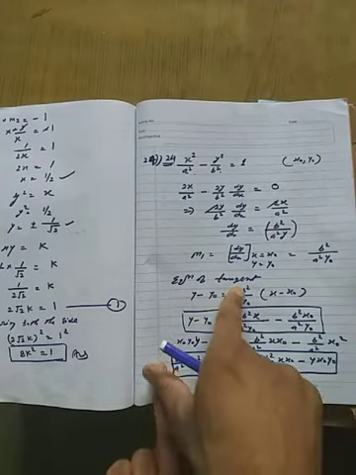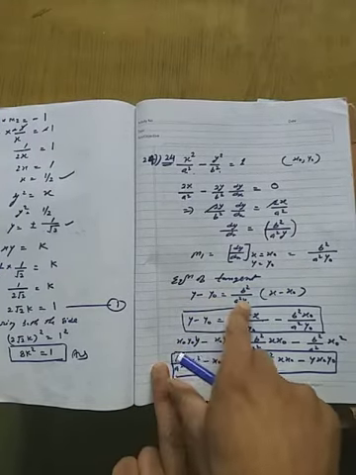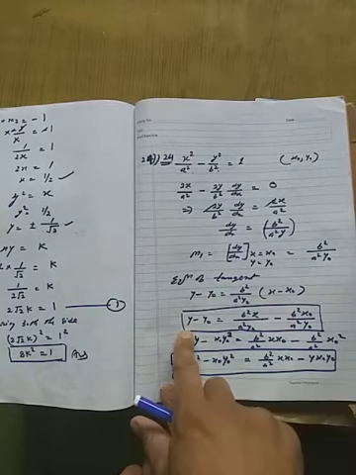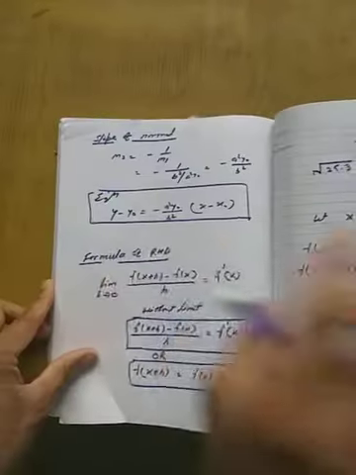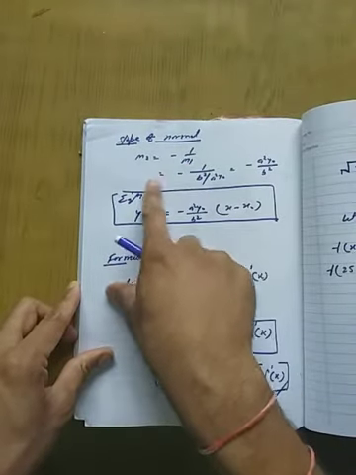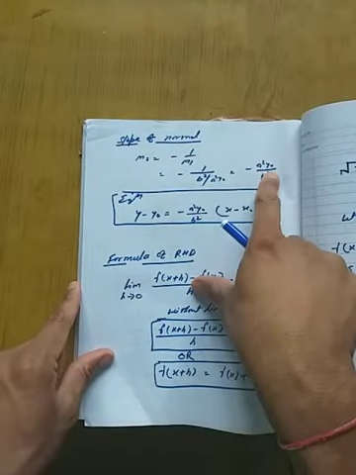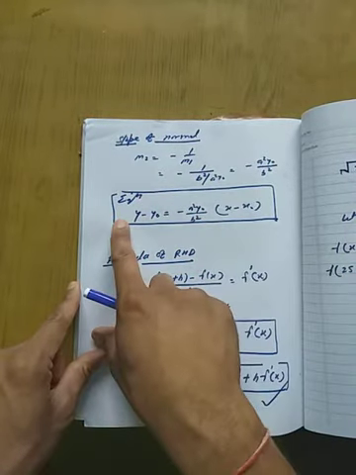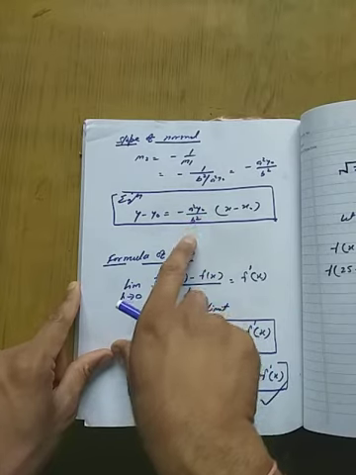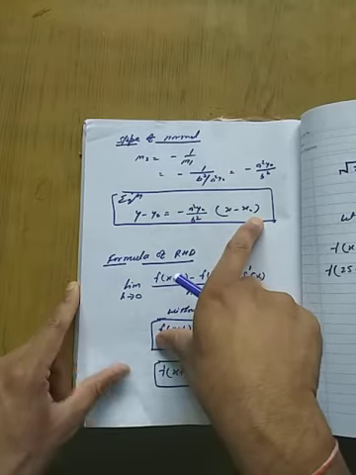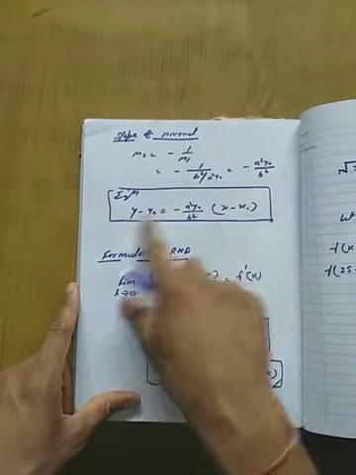Therefore, the equation of the tangent is y minus y naught equals m times (x minus x naught). After solving this, you will find the required equation. Similarly, you can find the equation of the normal. Since m2 equals minus 1 upon m1, first you will find the slope m2, which is minus a square y naught upon b square. So the equation of the normal is y minus y naught equals minus a square y naught upon b square times (x minus x naught).